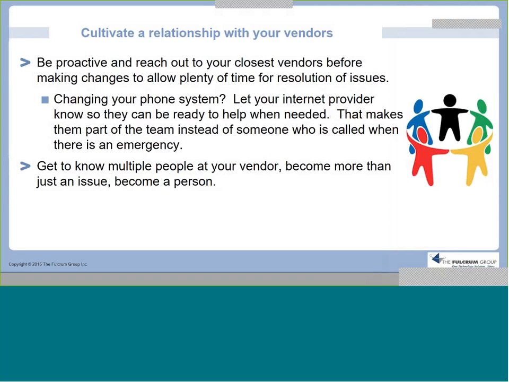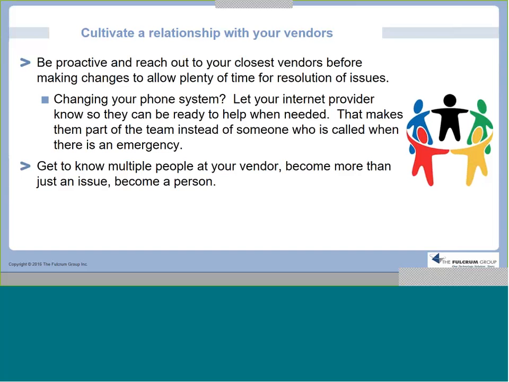Cultivate a relationship with your vendors. Make sure your vendors know who you are, and that you're not just a voice on the other side of the phone. The better relationship you have with your vendors, the more personal ownership they're going to take with your particular situation. The more you involve them in the planning phase of what you're trying to accomplish, the more result-oriented they're going to be.